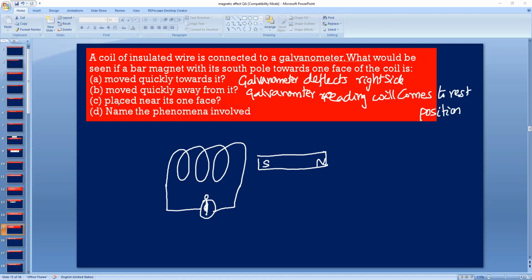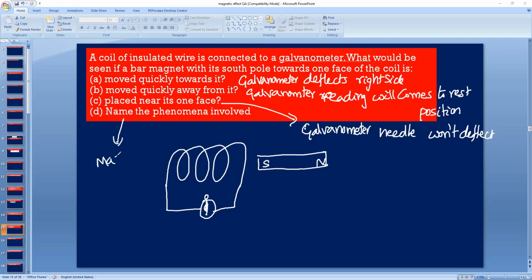Now, third question, placed near its one face. If you keep the bar magnet placed near to this, the galvanometer won't deflect. Galvanometer reading, needle won't deflect. Next, name the phenomenon involved. This answer is magnetic induction. Magnetic induction.